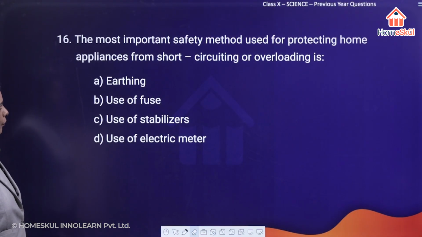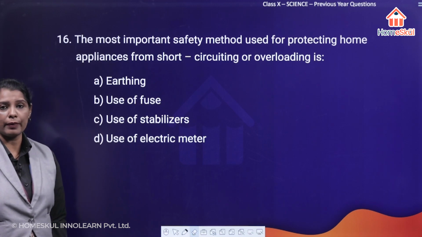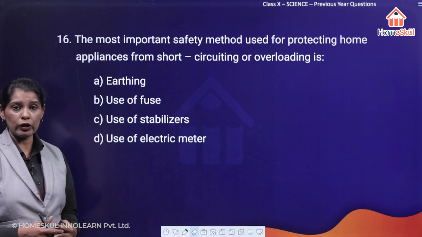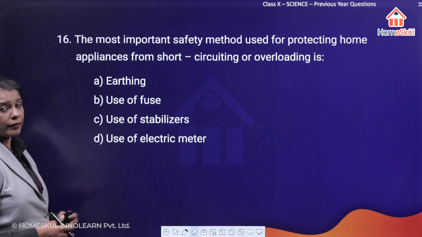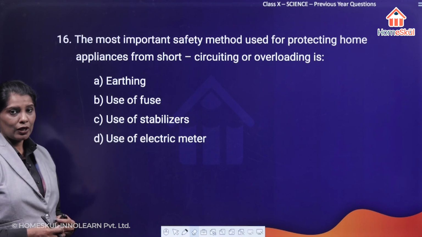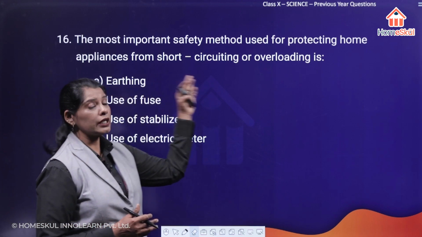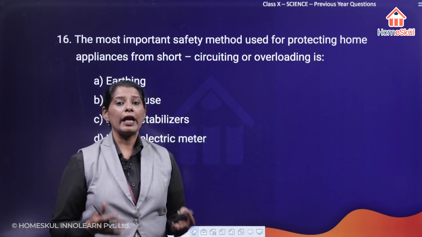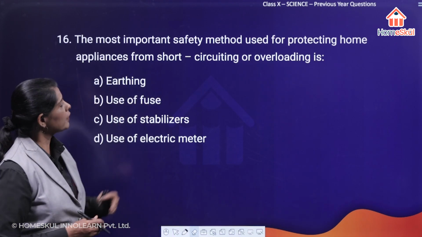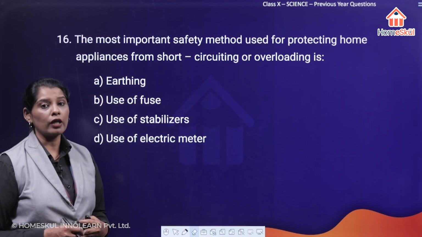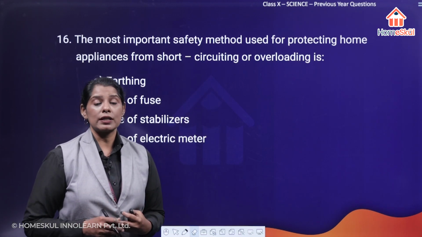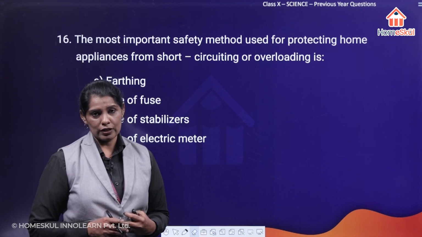Question number 16. Okay, the most important safety method which is used for protecting home appliances from short circuiting or overloading is, options are earthing, use of fuse, use of stabilizers, and use of electric meter. So we already know that due to short circuiting or overloading, there will be an abrupt increase in the current. And to protect the devices and the circuit from the damages which may be caused by short circuiting and overloading, we can use safety devices, that is electric fuses, right?